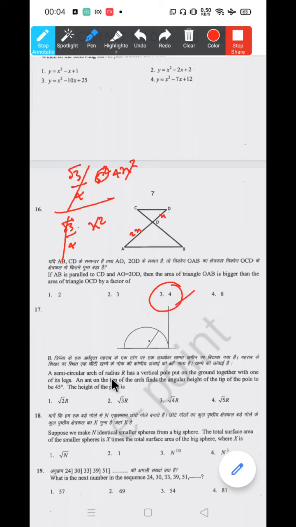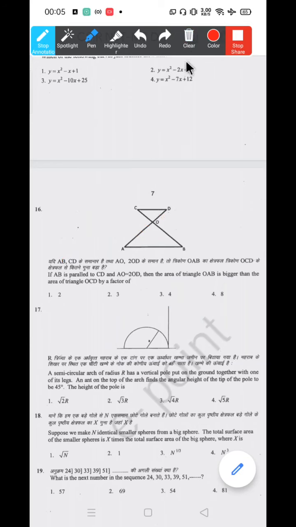A semicircular arch of radius r has a vertical pole put on the ground together with one of its legs. An ant on the top of the arch finds the angular height of the tip. Find the height of the pole. Okay.